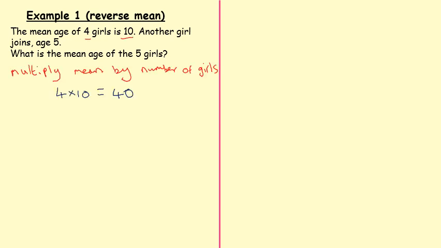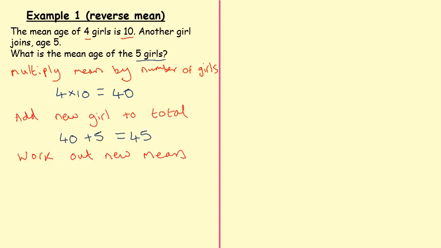Okay, so we multiply the mean by the number of girls, which is currently 4, and then we get a total of 40. We're then told that another girl joins age 5, and we want to know what the new mean of 5 girls is now. So we know that the total number of age for the girls was 40, and if we add 5 to that, we're going to end up with 45. So this is going to help us work out the new mean.